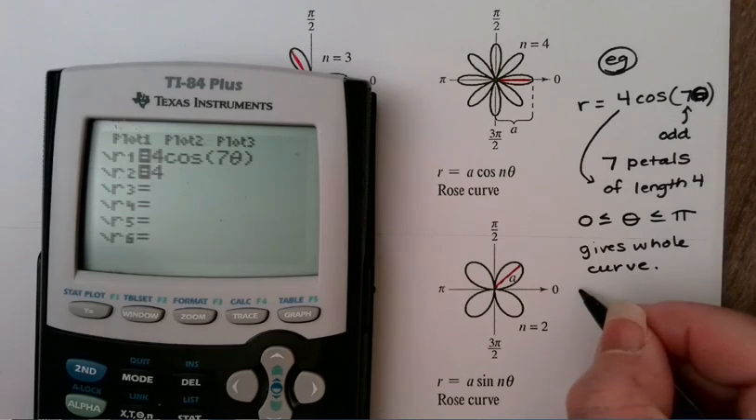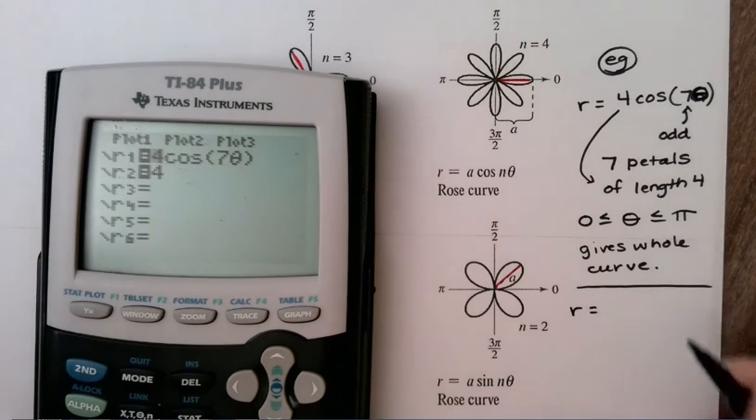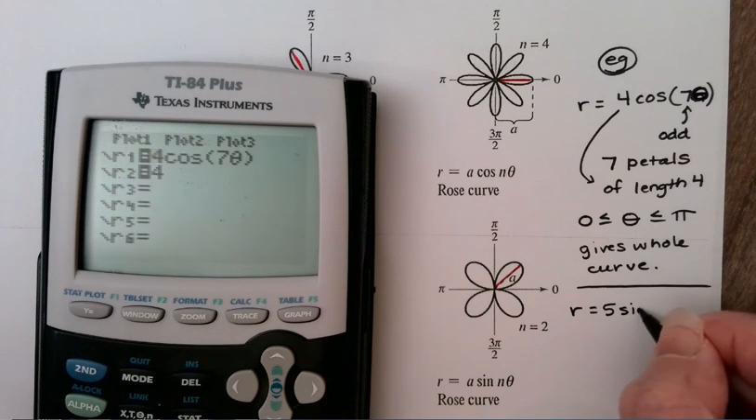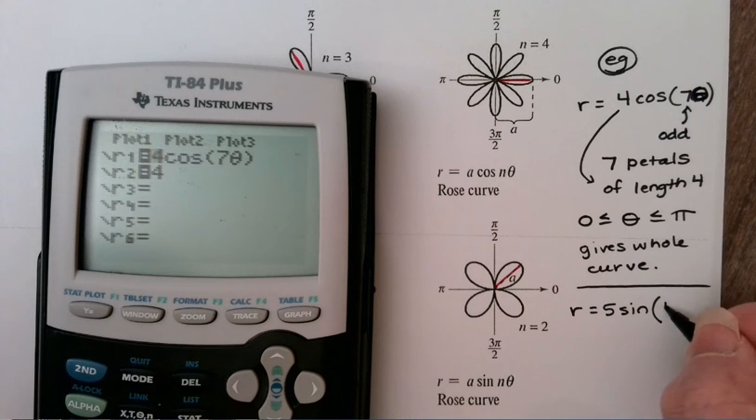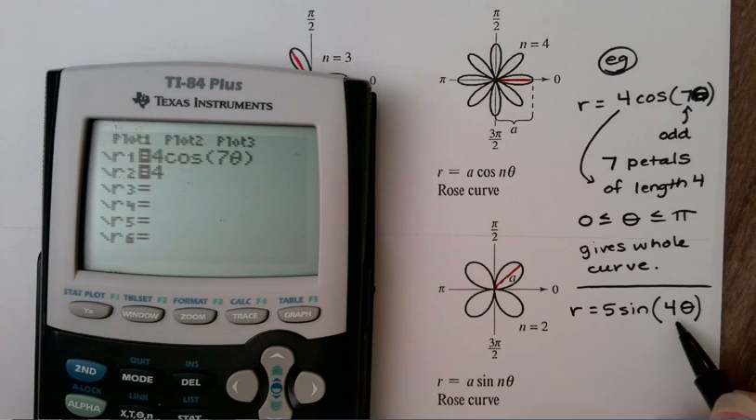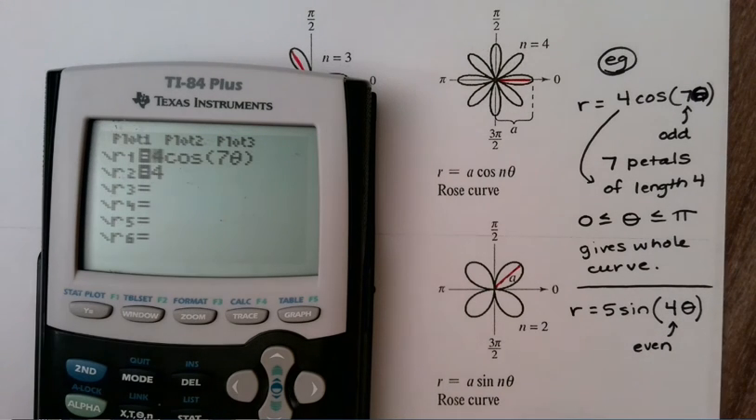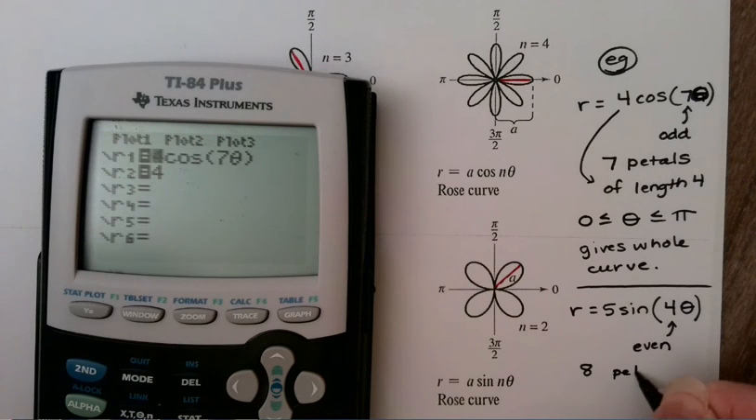All right, let's try another one. This time I'm going to try a sine function, and I'll try an even multiplier. So let's go with r equals 5 sine 4 theta. Because I have an even multiplier, I have to double that to get the number of petals. So I'm expecting 8 petals of length 5.